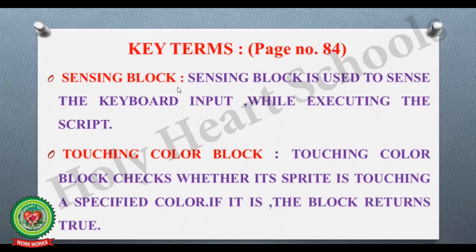Next block is the touching color block, where touching color block checks whether its sprite is touching a specified color or not. If it is, the block returns true. That means if we have specified any color in the touching color block, if the sprite touches the same color, then it will return you the true result.